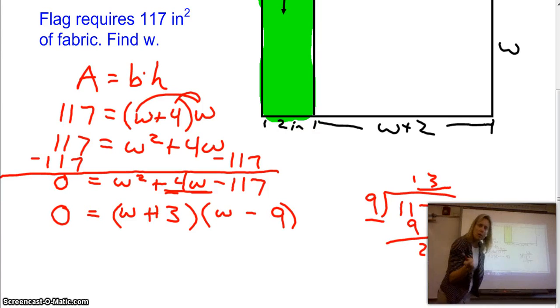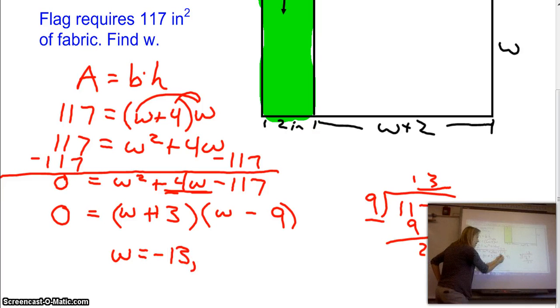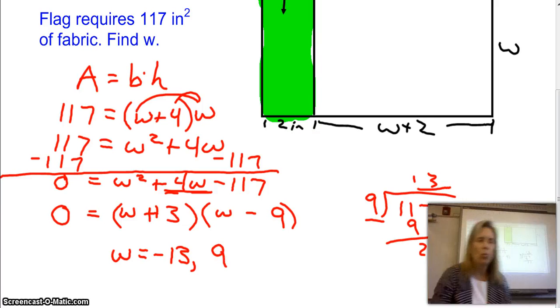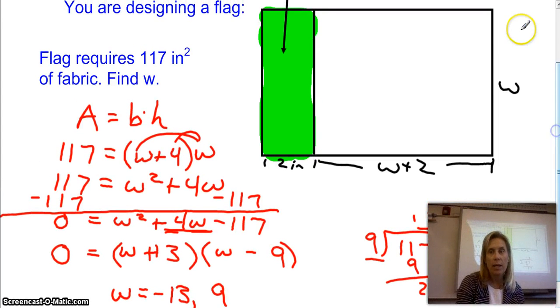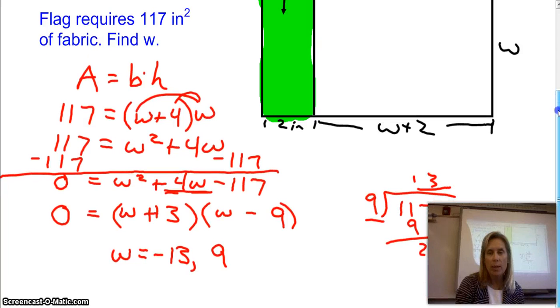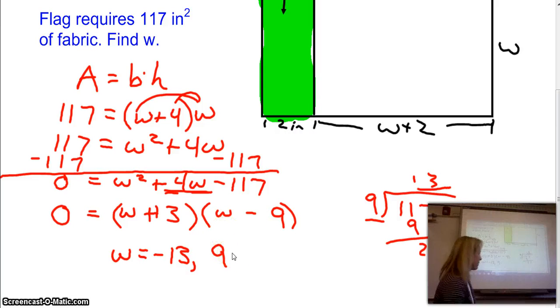Okay, so now to find the solutions, we would say, what would make the first term equal to 0? And we see it is negative 13. And the second binomial would be 9. Now, let's see what the solution would be to this question, right? Well, the width is plain W. So would it be reasonable to say that the width is negative 13 inches? Not in this world, not in this dimension, right? So we're going to go with the one answer that is reasonable, which is 9. 9 inches is your answer.